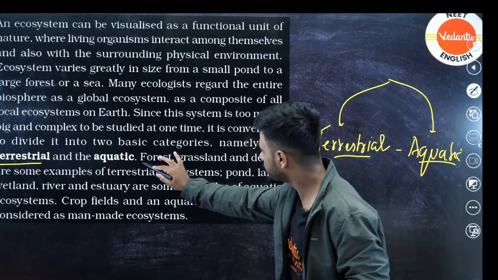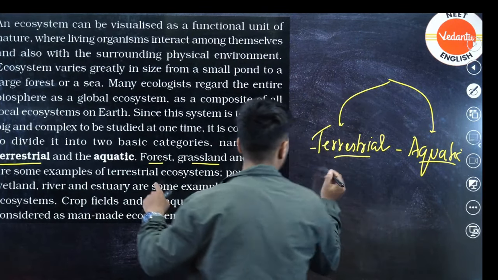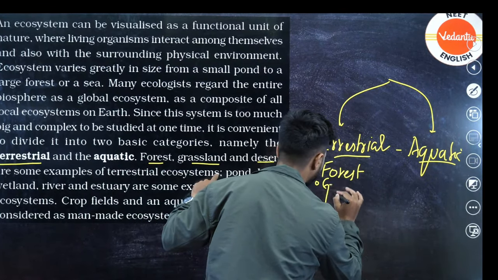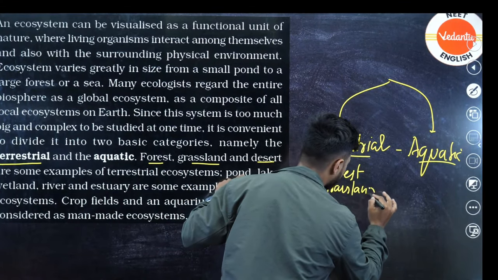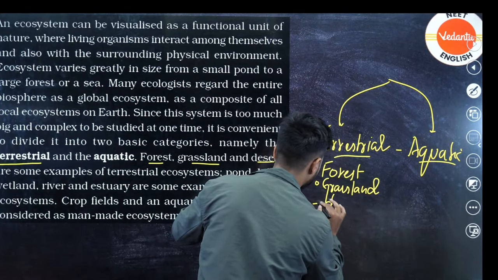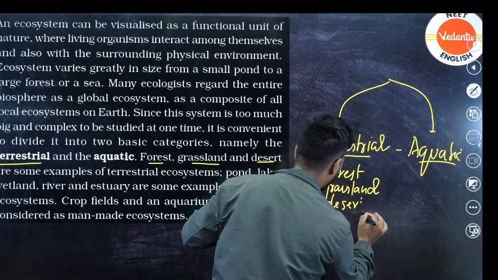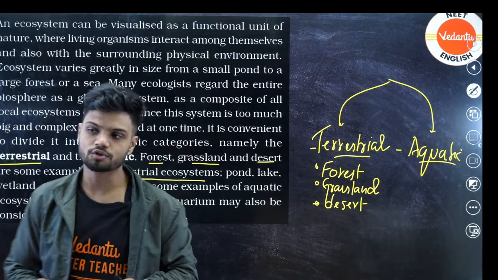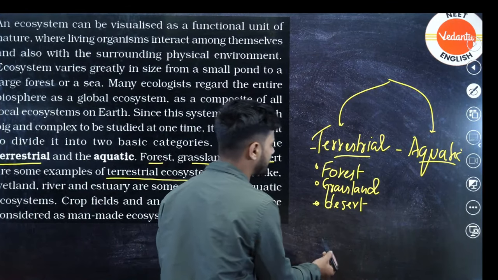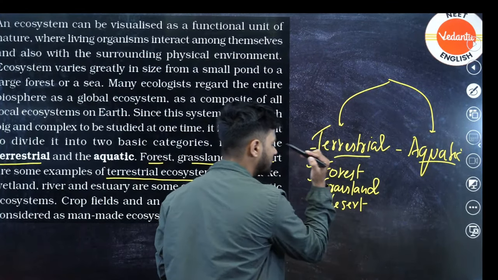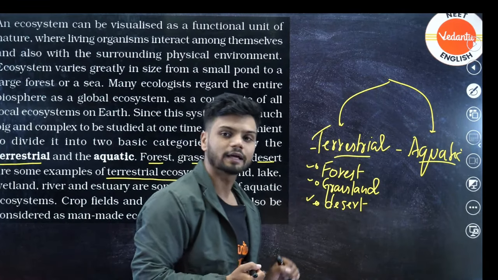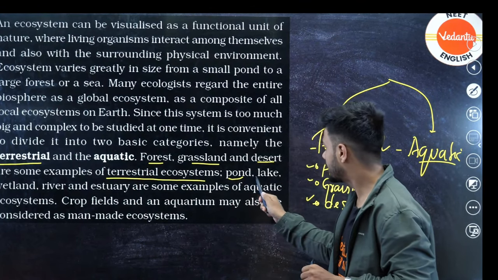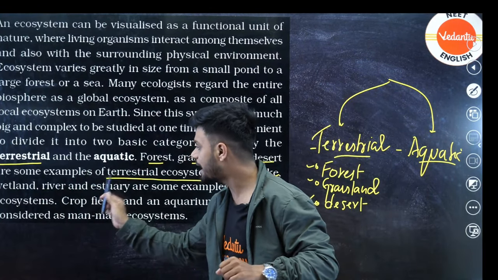Now, forest, grasslands and deserts. Write down this way with me. Forest, grassland and desert are examples of terrestrial ecosystem. So if you ask me what are the examples of terrestrial ecosystem, we have forest, grasslands and deserts. Now, what about aquatic ecosystem? What are the examples of aquatic ecosystem? Pond, lake, wetland, river, and estuaries.